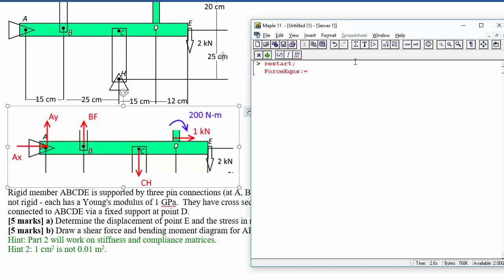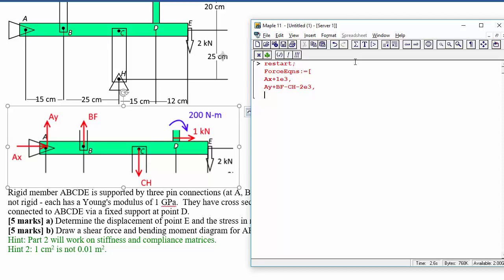We've got some force equations, and that's going to be the first set. So we're going to have force equations for the net force in X, which would be AX plus 1E3, 1 kilonewton to the right, and that's going to be equal to 0. The equal 0 is implied in Maple. Then we've got A in the y direction, AY plus BF minus CH and minus 2E3.